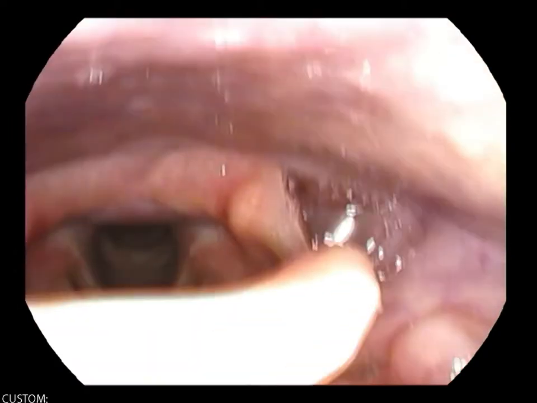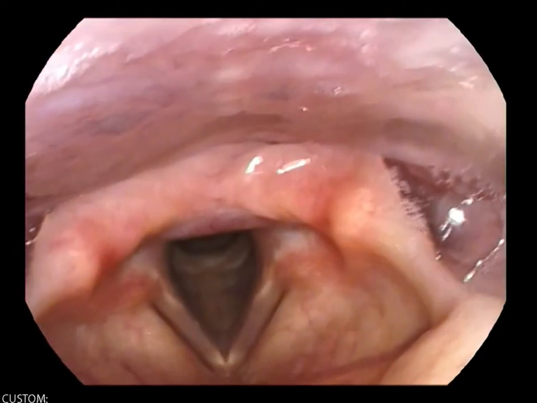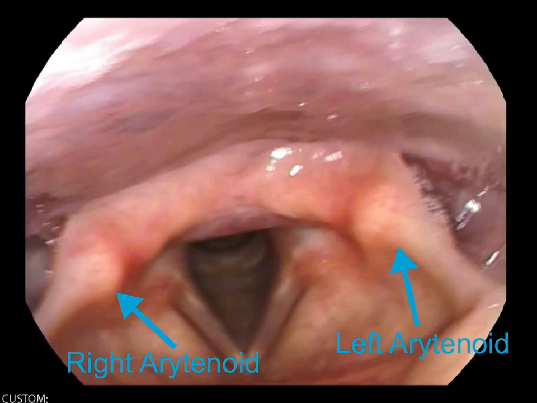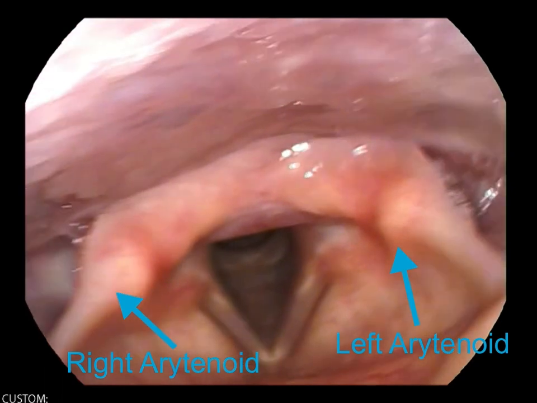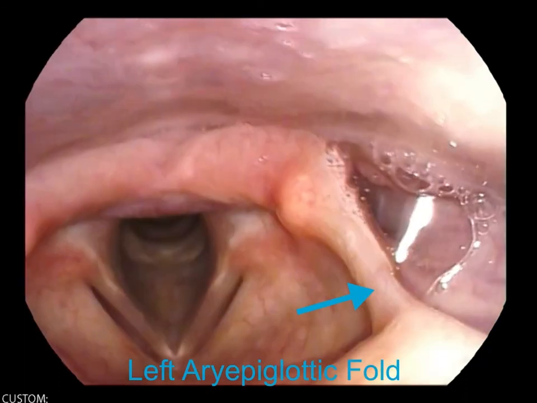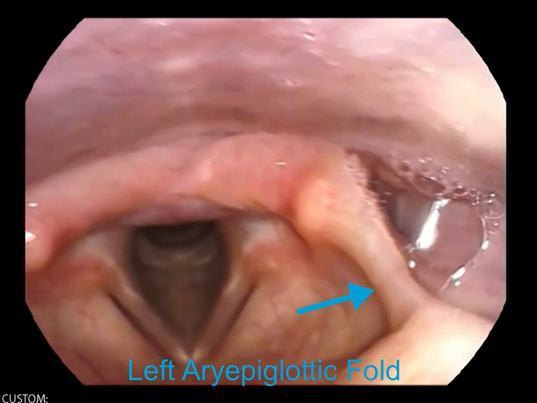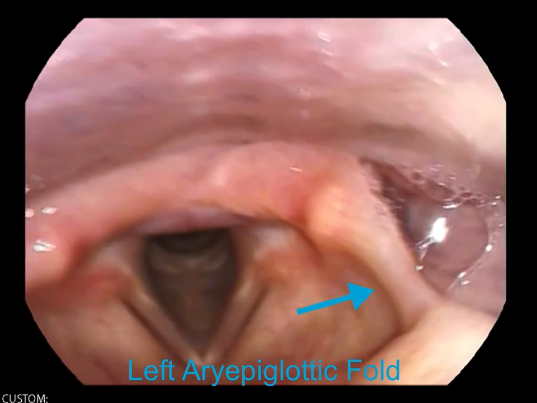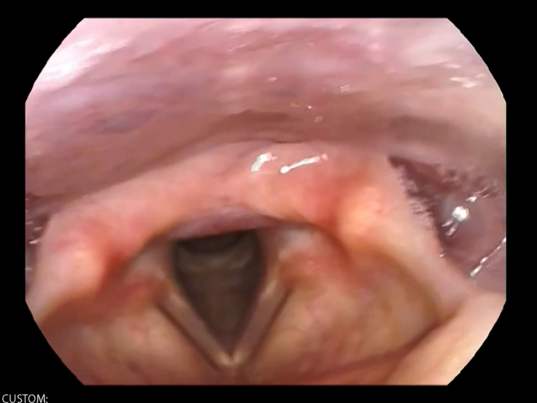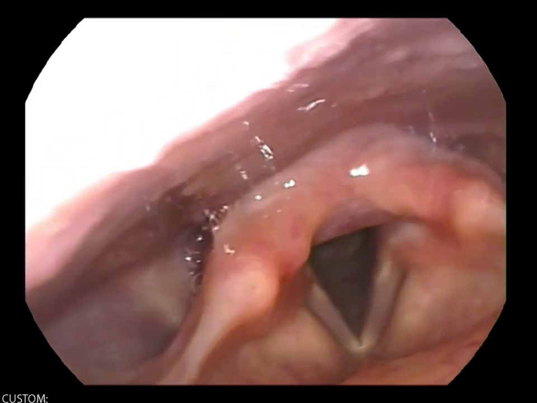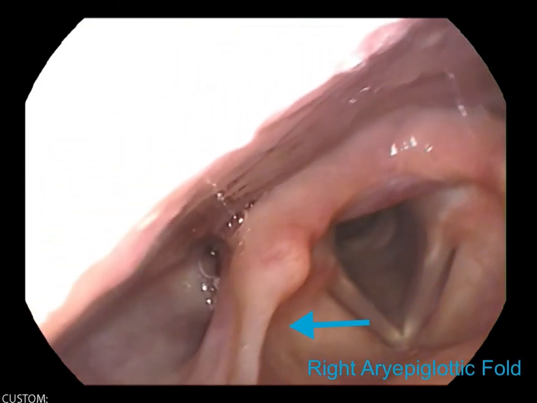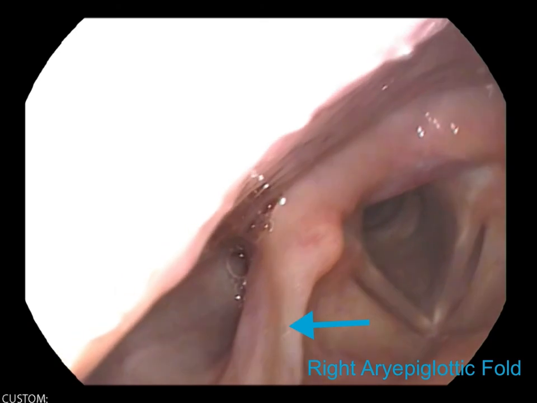We then proceed beyond the epiglottis, where we obtain a good view of the supraglottis, looking here at the right and left arytenoids. And this also allows you to visualize the aryepiglottic folds, left and right respectively. It's important to have a good view of these, as they can sometimes be inflamed during illnesses such as supraglottitis.